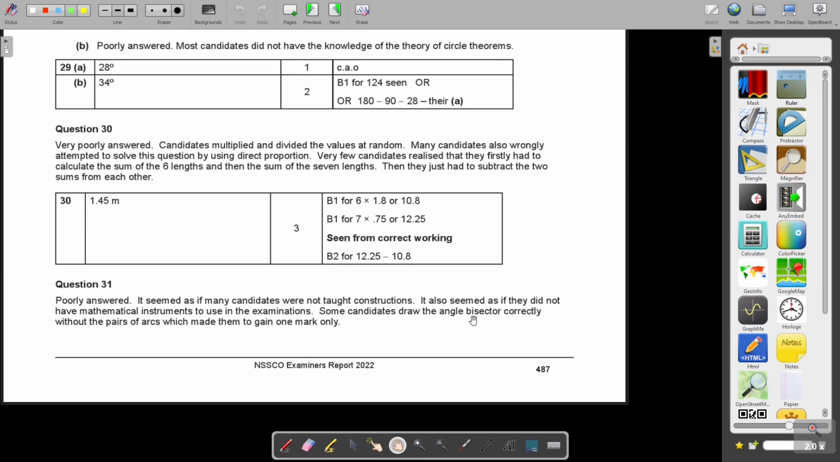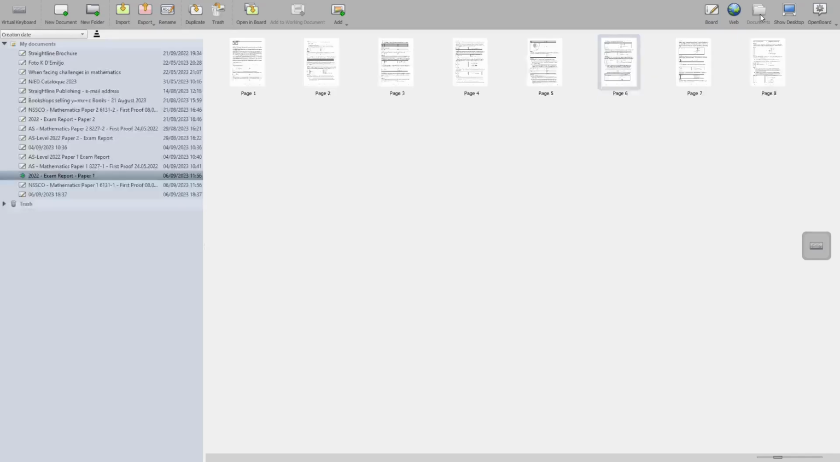Some candidates draw the angle bisector correctly without the pair of arcs, which made them lose marks, getting one mark only. So you must leave in the arcs. It's a method to show that you were working with a compass. So try to borrow one. Go around and try to borrow one, but make sure in the exams you have the instruments.